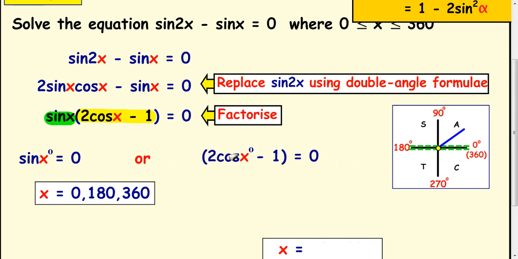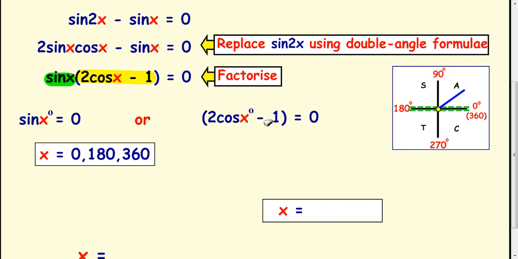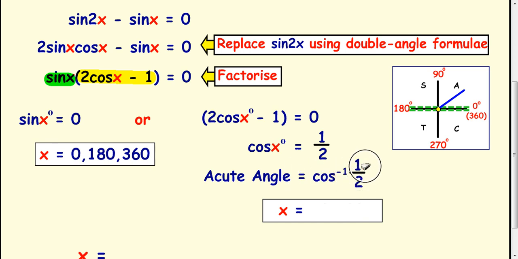Or we've got this other equation to solve. Now to solve this type of equation, then you try rearranging it to get cos x equals. So add 1 and divide by 2 basically to get cos x equals a half. So the acute angle for this is the inverse cos of a half. So you're thinking, right, okay, an exact value here, what gives a half? And that would be the cos of 60, so 60 degrees there.